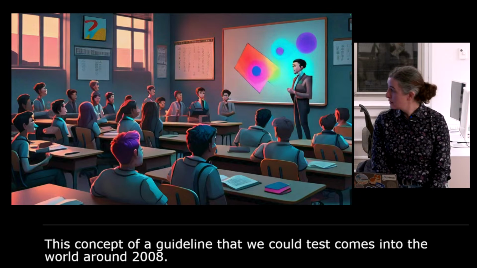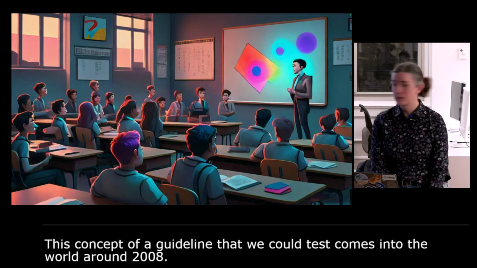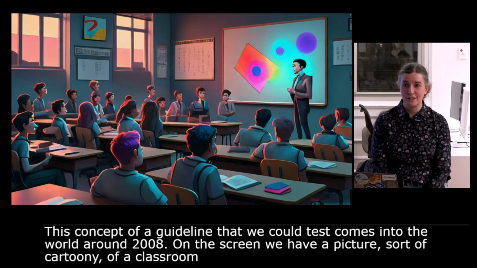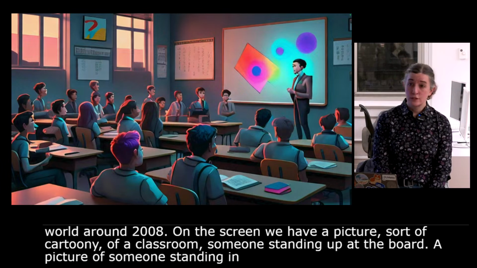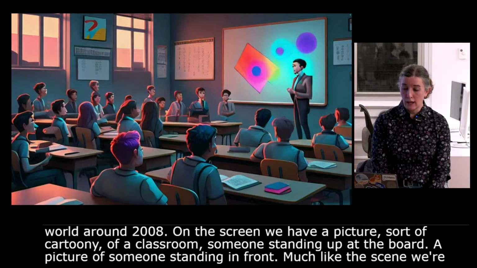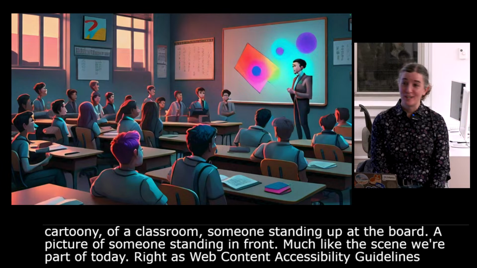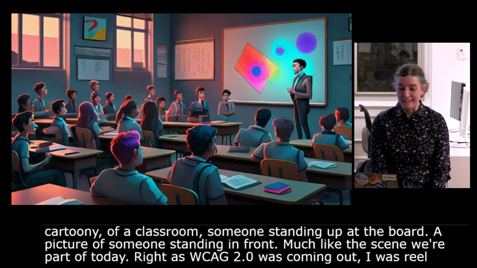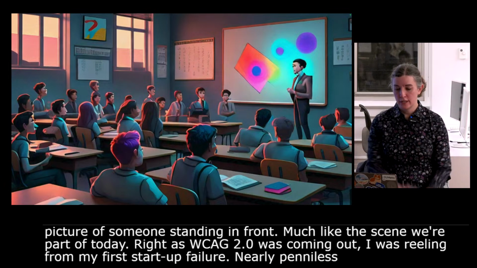On the screen, we have a picture, sort of cartoony, of a classroom, someone standing up at the board, a group of people sitting in front, much like the scene we're a part of today. Right as WCAG 2.0 was coming out, I was reeling from my first startup failure. Nearly penniless, I moved to Cambridge, Massachusetts, looking for a job in tech, and what I found was a booming web scene. It was full of energy and ideas.